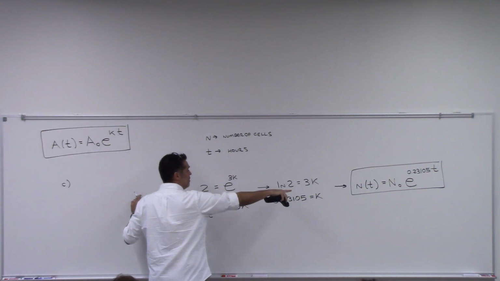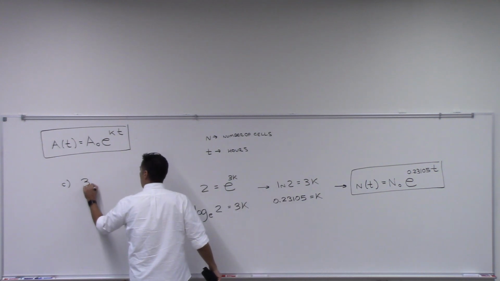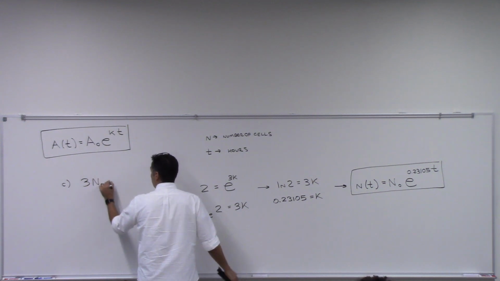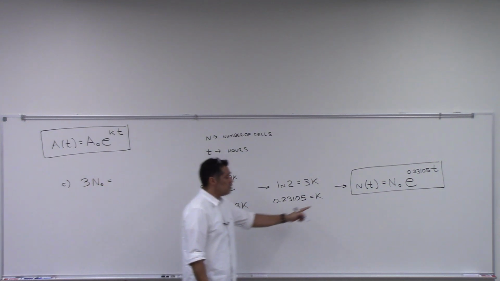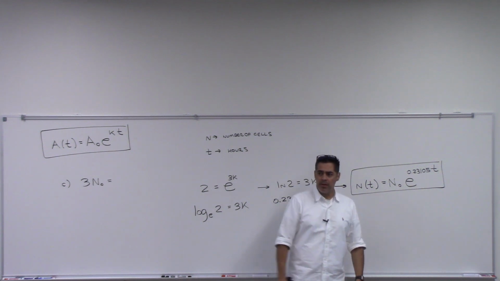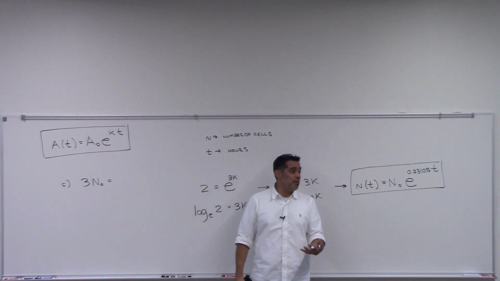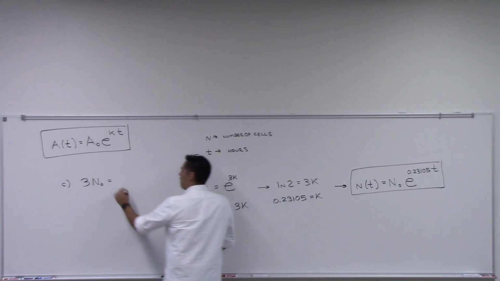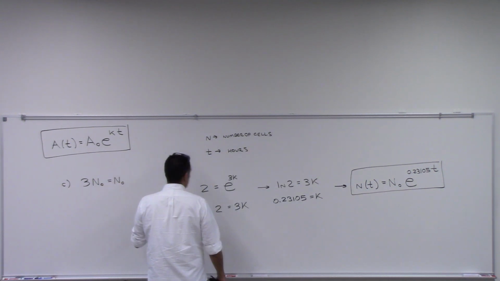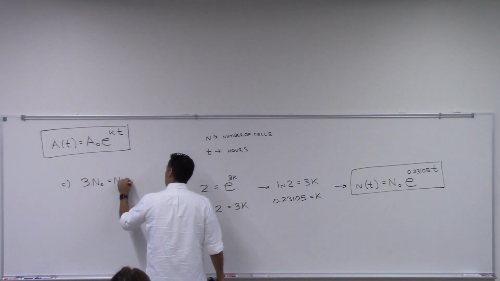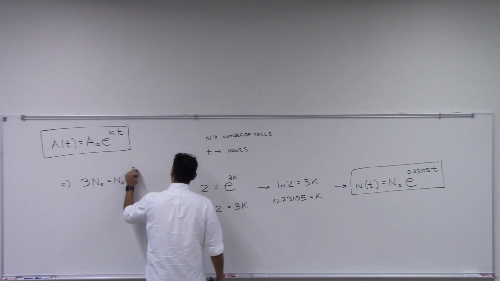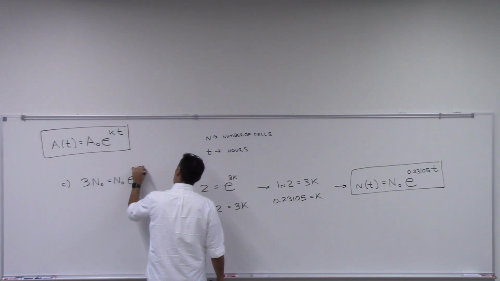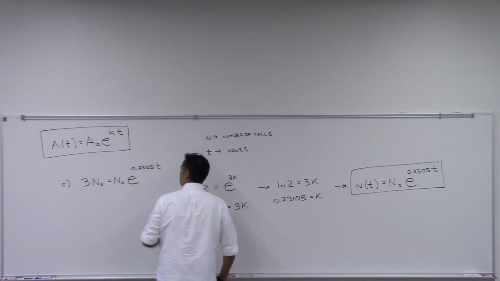What's my left side going to be? I want this colony to triple. So 3 times the initial amount, which I still don't know what it is, right? But we actually don't even need to know what the initial amount was. We can still figure out how long it's going to take to triple. Okay, so there, and then e to the 0.23105t.